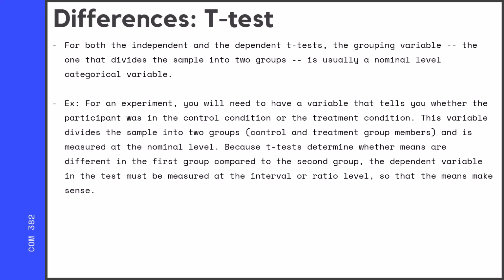For either independent or dependent tests, that grouping variable is the one that divides the sample into two groups. It's usually going to be nominal. For example, imagine you had an experiment with a control condition or a treatment condition. This variable divides the sample into two groups, people that were in the control or people that were in the treatment. It's a nominal level measure. Because t-tests determine if means are different in the first group versus the second group, the dependent variable has to be continuous, interval or ratio level, so that the means make sense.